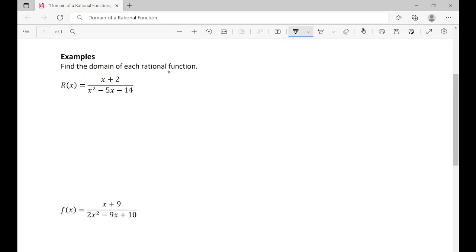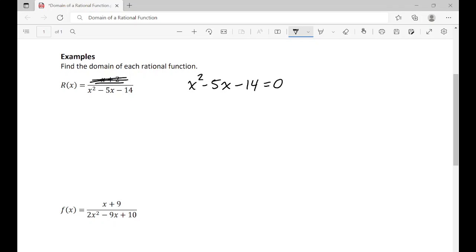So we're going to find the domain of each rational function. We have the rational function r of x equals x plus 2 over x squared minus 5x minus 14. The easiest way to understand how to find the domain of a rational function is to ignore the top. You don't care about it. You're only focused on the bottom. So we just take the bottom and we set it equal to 0 to find out what would give us 0.